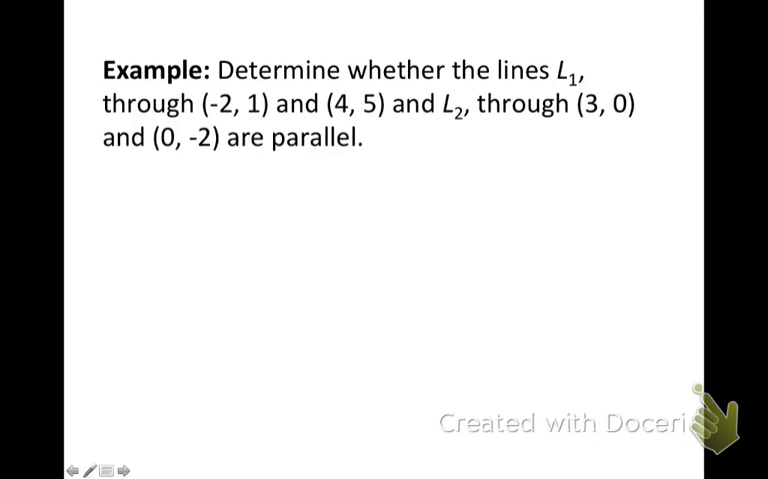Line 1 passes through the points (-2, 1) and (4, 5). Line 2 passes through the points (3, 0) and (0, -2). And we decide if they are parallel. So I'm going to do the slope with a subscript of 1 just to talk about that being line 1.